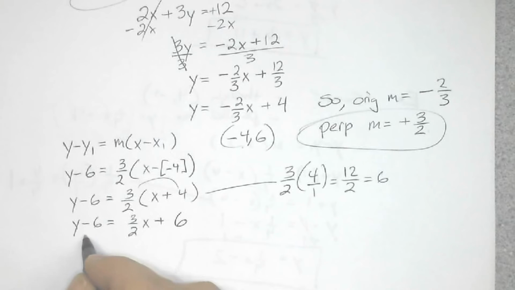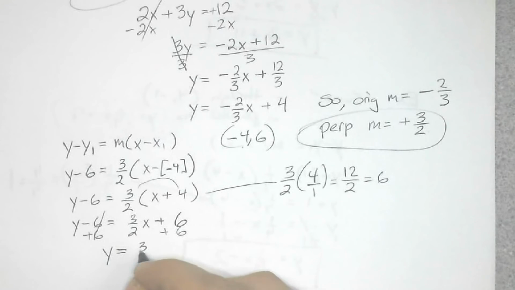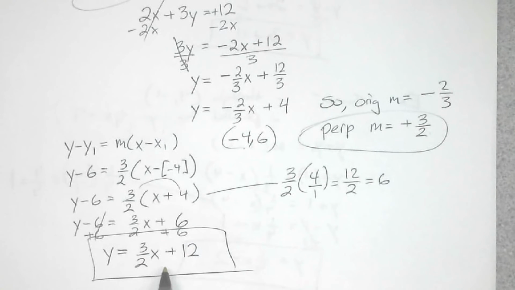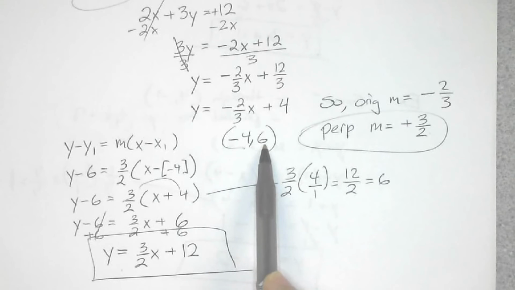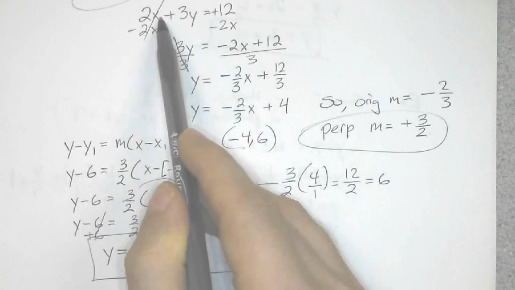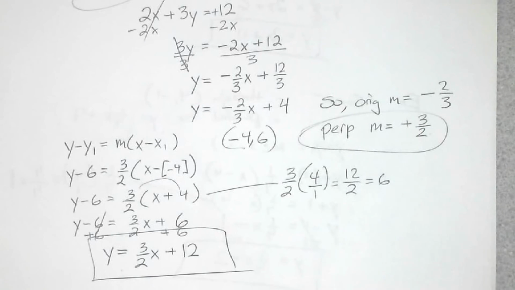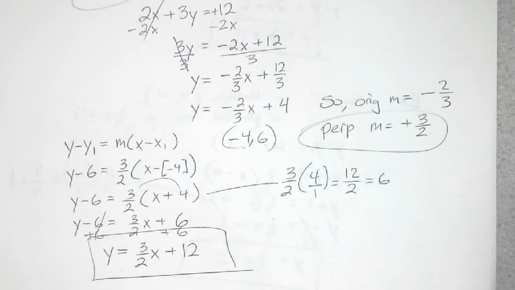Now, to finish this up, I'm going to add 6 to both sides to get rid of this. I'm left with y equals 3/2 x, and 6 plus 6 is 12. So here we have the equation for a line that passes through point -4, 6, and was perpendicular to our original line, having a slope of 3/2. Alright, hopefully you understand all this well, and I will see you in class.